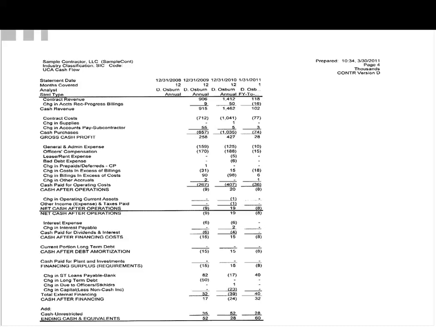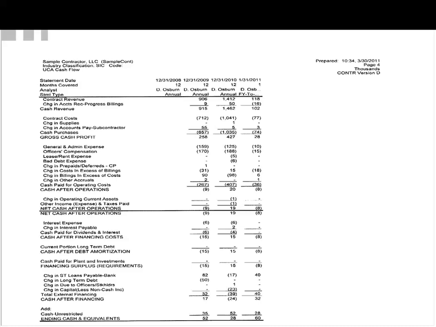Drop down about 2 categories down to where it says change in accounts payable subcontractors. Look what sample contractor did. Small little general contracting company. That first period, they leaned on their subcontractors. 55,000 on their payables increase. That's a source of cash, similar to what we discussed earlier. Over to the right, 5 and 3, not as bad.